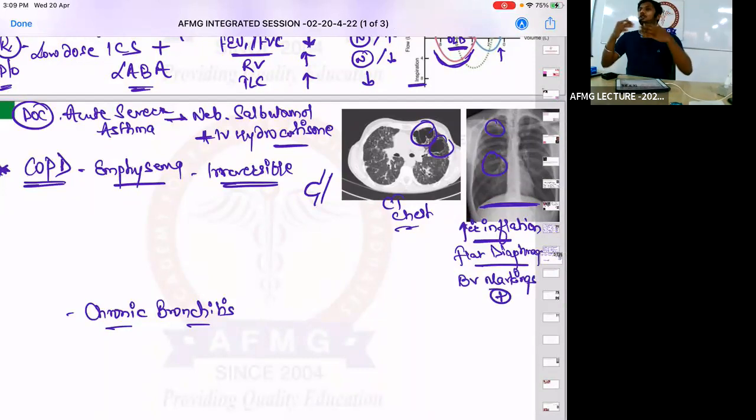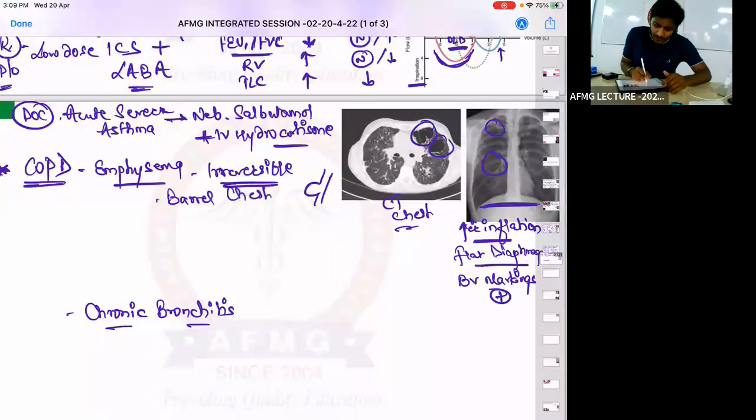No issues with this. And along with that, definitely the size of the chest would be increased. Therefore, it will be called as barrel chest. This is also called as barrel chest. No issues with this, guys. Now, please remember, emphysema is definitely damage due to tar. This tar will activate the elastase enzyme, right, which will damage the elastin fibers.